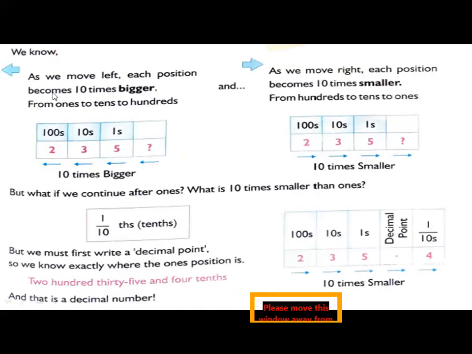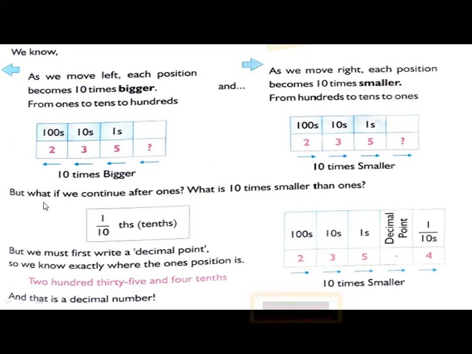We know as we move left, each position becomes 10 times bigger, from ones to tens to hundreds. So look at the picture, 235. So ones, tens, hundreds. And as we move right, each position becomes 10 times smaller. So hundreds, tens, ones. If you are moving to the left position, the values become 10 times higher. If you move the position towards the right side, 10 times smaller.